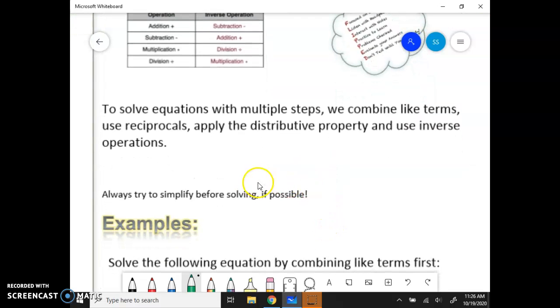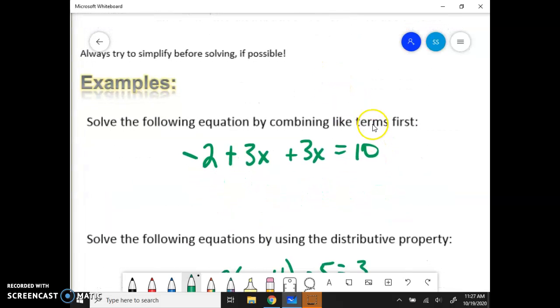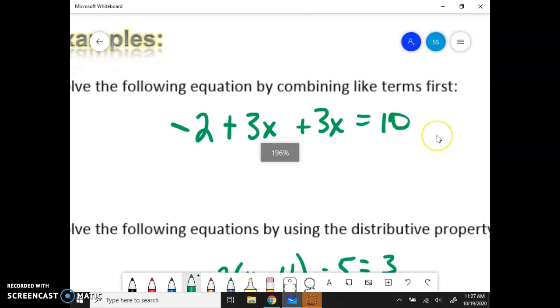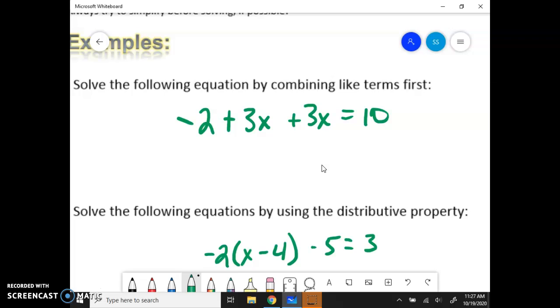Let's take a note here. To solve equations with multi-steps, we need to combine like terms, use reciprocals, apply the distributive property, and use inverse operations. All right, let's take a look at these examples. If we have like terms, we should combine those first.